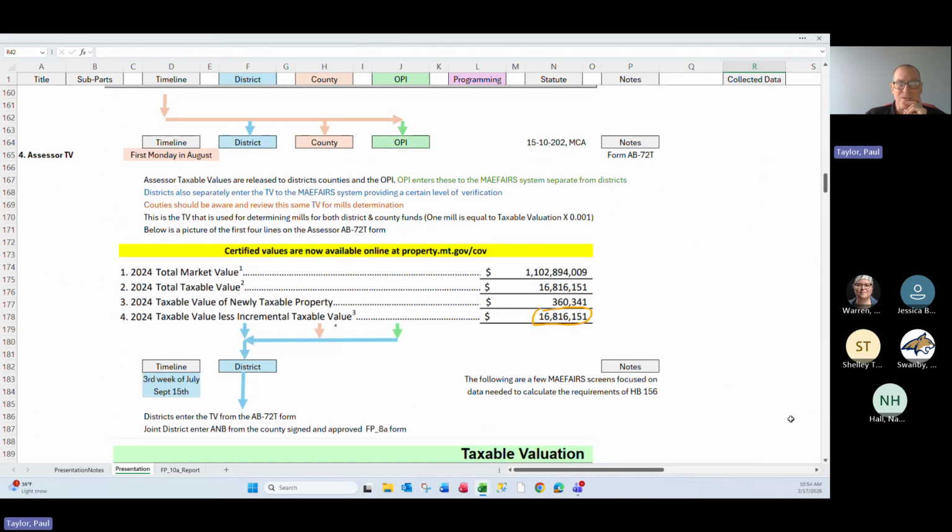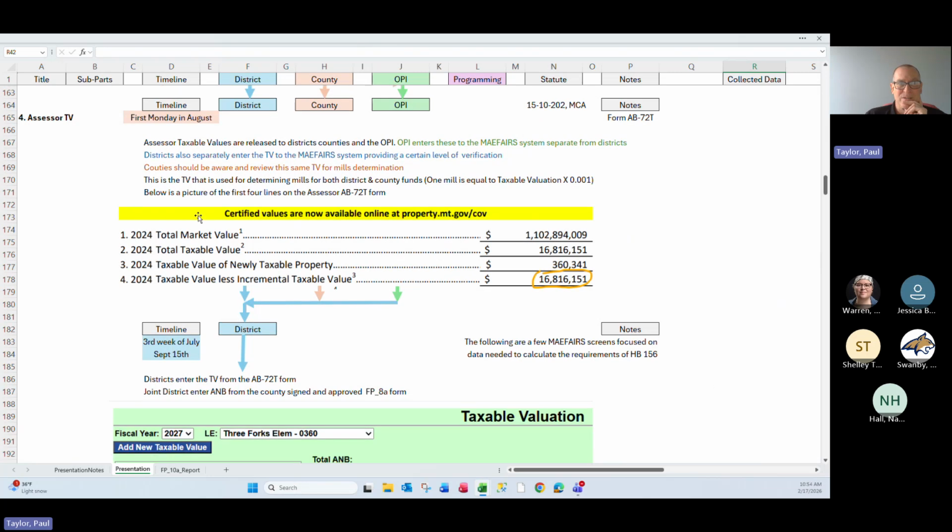Now we've got ourselves all the way to the first Monday in August. So all this work's been going on now that 8B and A forms, that's also done in August. So it's important that those processes are done and provided then to the districts because the districts now have to go to work. They're going to have to put information into the OPI's Mayfair system.